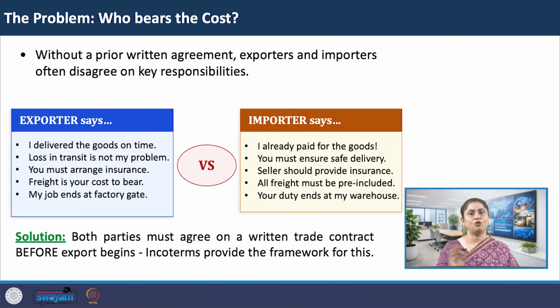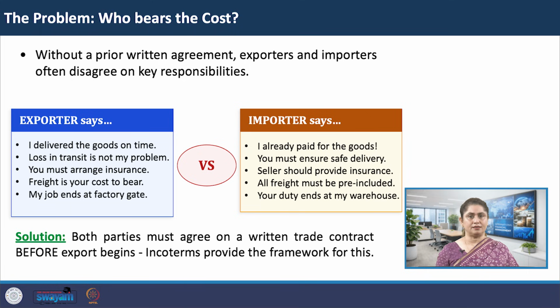This slide makes the core conflict very visual. Let us read through it carefully. On the left side, the exporter's position is in blue. The exporter is saying, I delivered the goods on time. Loss in transit is not my problem. You must arrange insurance. Freight is your cost to bear. My job ends at the factory gate.